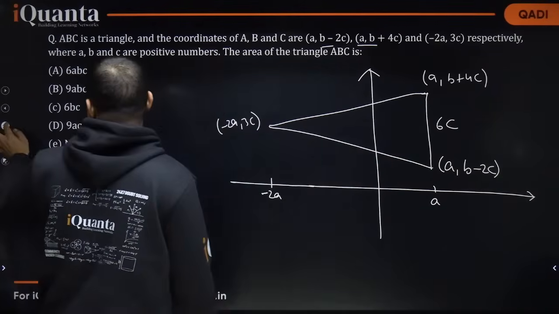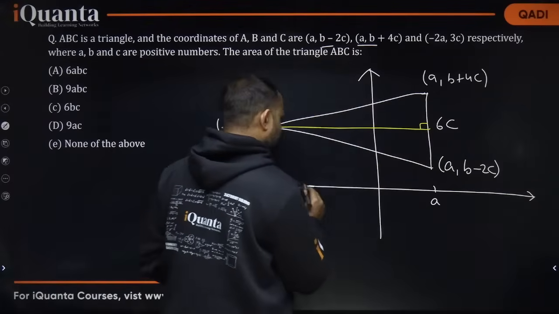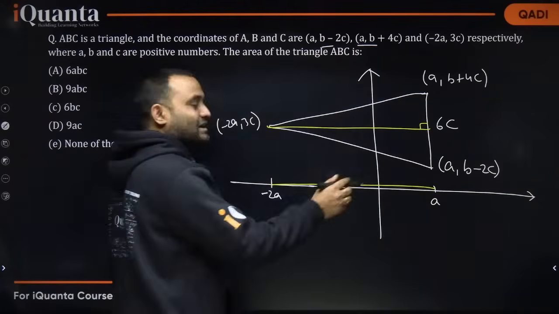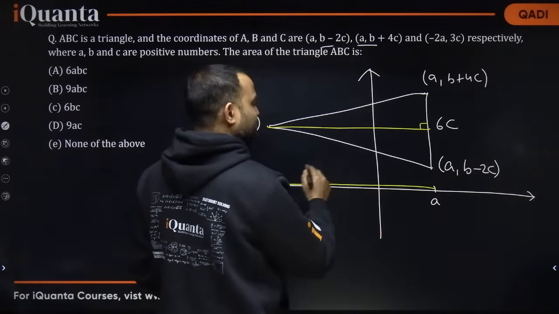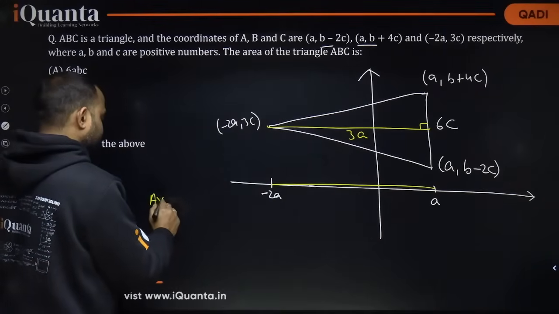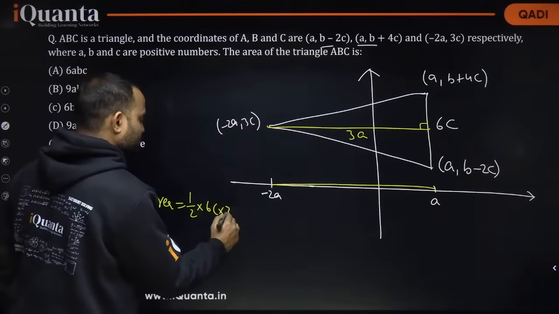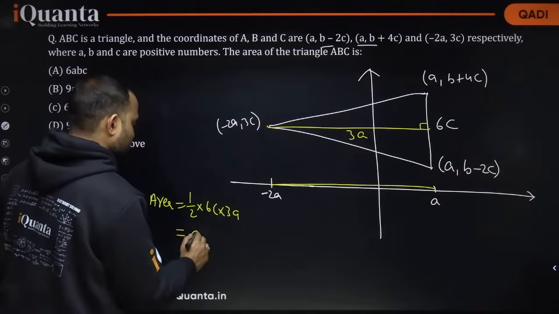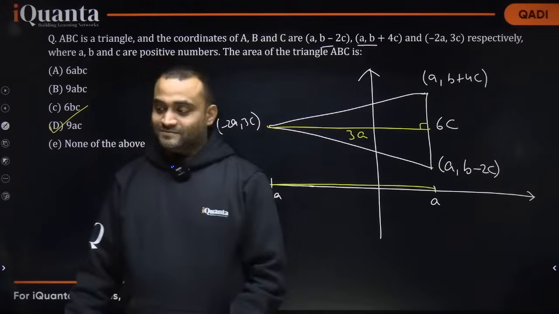This is nothing but the height. And this height is the same as this length, because this will be parallel to the x-axis. And this length is A minus minus 2A, which is 3A. So what will be the area? 1 by 2 into 6C into 3A, which is equal to 9AC. And that's your answer, which is option D.